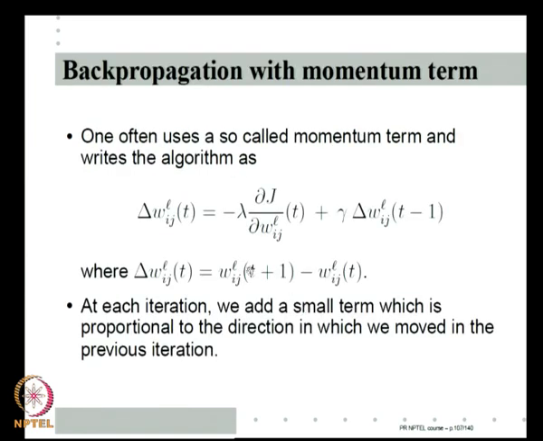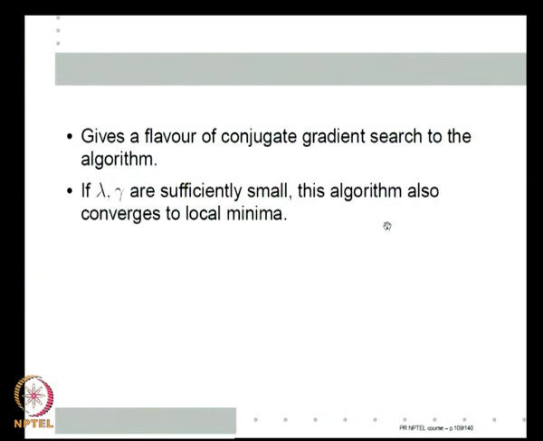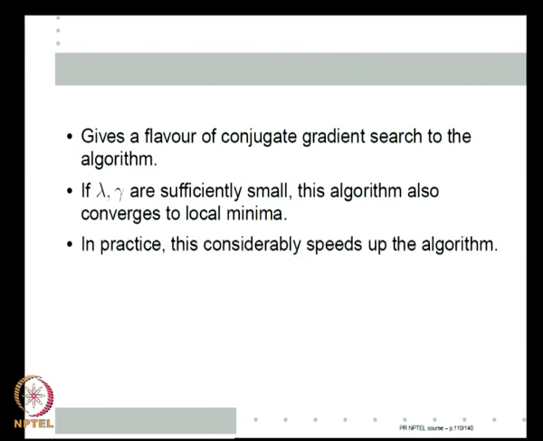So, now we have 2 step sizes, a lambda, the step size for the gradient term, and the gamma, the step size for this term, which is often called the momentum term. Okay. So, if both the step sizes of the gradient and the momentum are sufficiently small, then this algorithm can also be shown to converge to a local minimum. So, essentially it does not change the asymptotic properties, whether that term is there or not, I still go to the local minimum, but in practice this term considerably speeds up the algorithm.